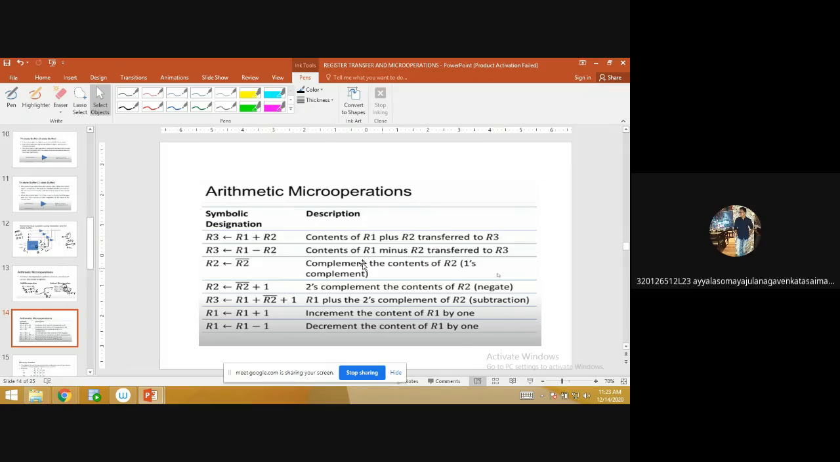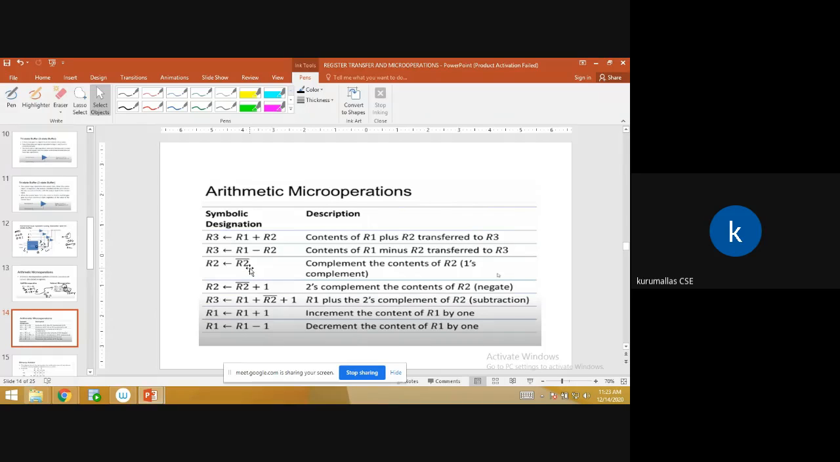Already I told this one. The content of R1 minus R2, once you do this one, the result is transferred to R3, right? Already I told that the complement of the register can be stored in R2. See, the complement of the contents of R2, this is equivalent to one's complement, and it is stored into this R2, right? And two's complement, how to do it? Already one's complement is there.